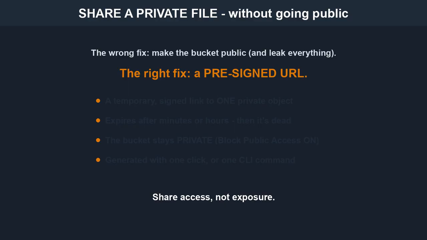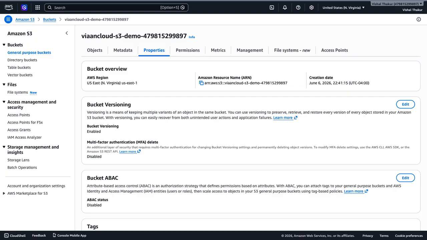It's a temporary, signed link to one private object that expires after minutes or hours and then stops working, while your bucket stays completely private, with block public access still on. You generate it with one click or one command. Share access, not exposure. S3 can also host an entire static website cheaply.